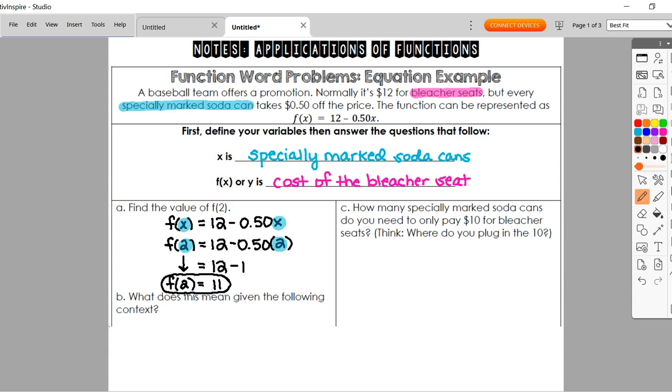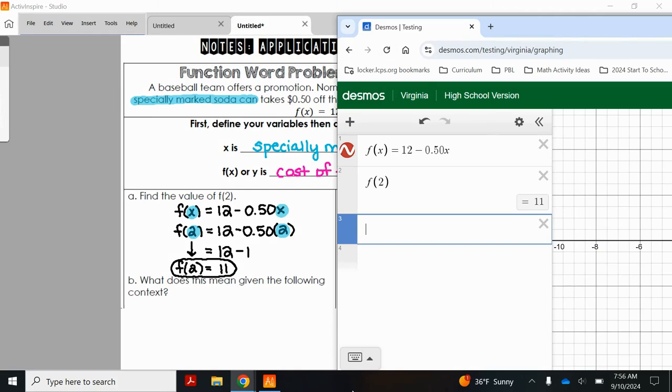Don't forget, we can always do it in the Desmos calculator. Here's how. In Desmos, you type in the given equation, f of x equals 12 minus 0.50x. And then underneath, you put in what you're trying to solve. We're trying to find f of 2, type it in, and it gives me the answer of 11 right there, which checks our math for what we just did by hand.